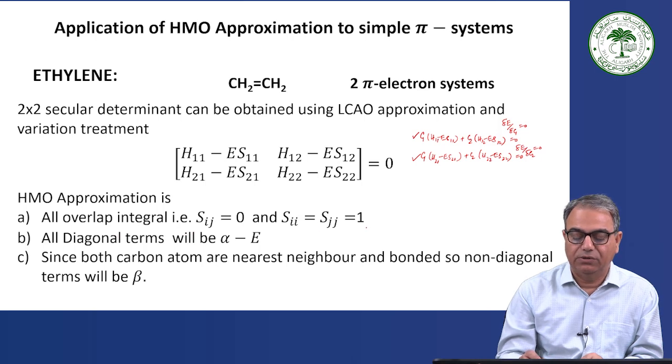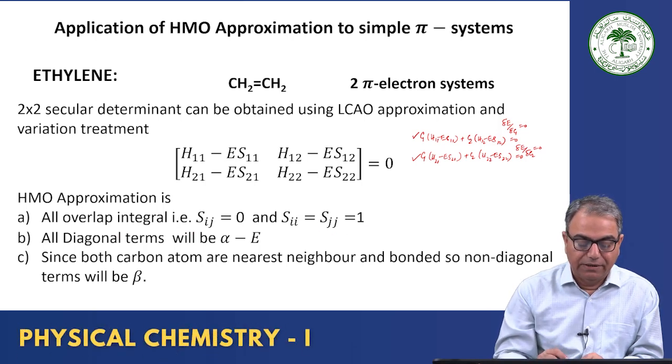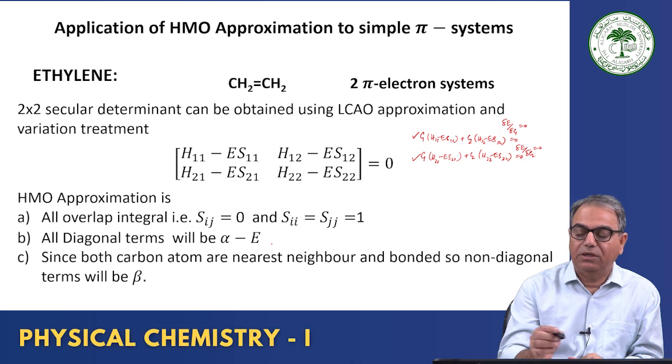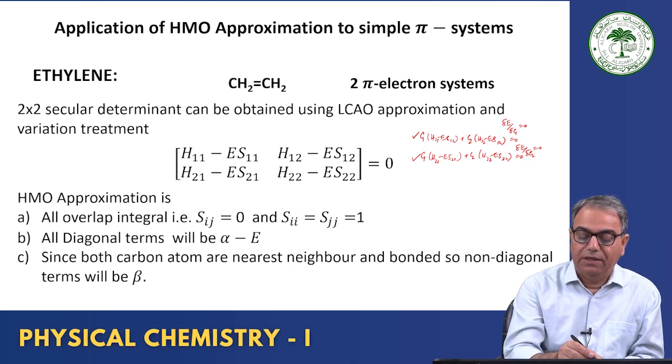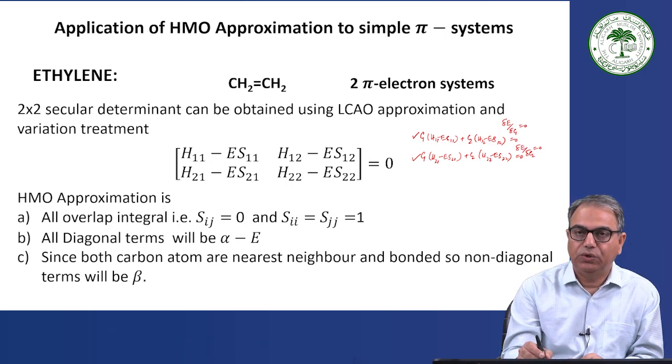After changing the representation, all overlap integrals Sij are equal to 0, and Sii, Sjj are equal to 1. Once again, the approximations are written: all overlap integrals vanish. Then all diagonal terms will be alpha minus E, because in all diagonal terms you have the same number in the subscript of H and S: H11 minus ES11, H22 minus ES22. I said S11 and S22 will be equal to 1 and H11 is given the symbol alpha. So it will be alpha minus E, alpha minus E.